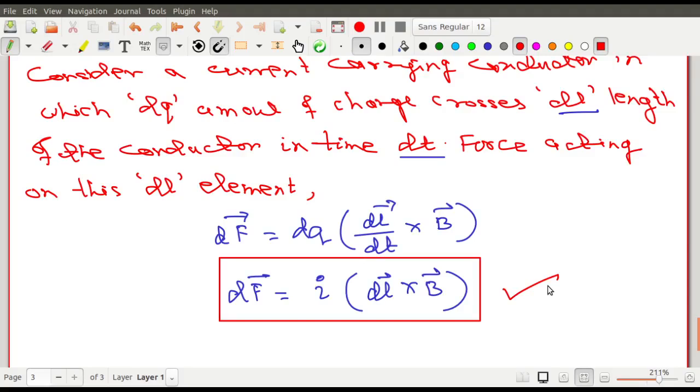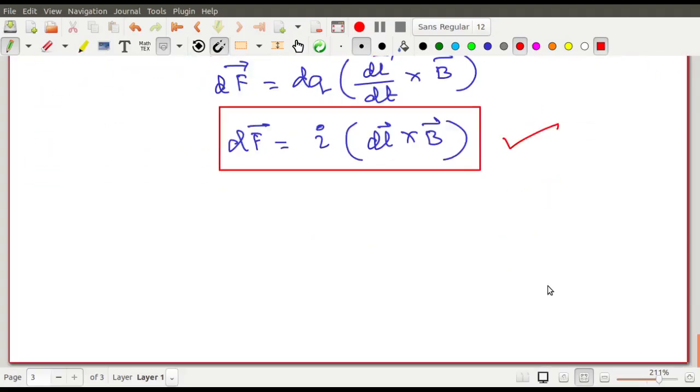So now what do you basically have? You have a conductor which carries current, and you have a magnetic field. So that conductor will experience some magnetic force, whose expression is this. The expression is given by this. I hope you have understood, right?